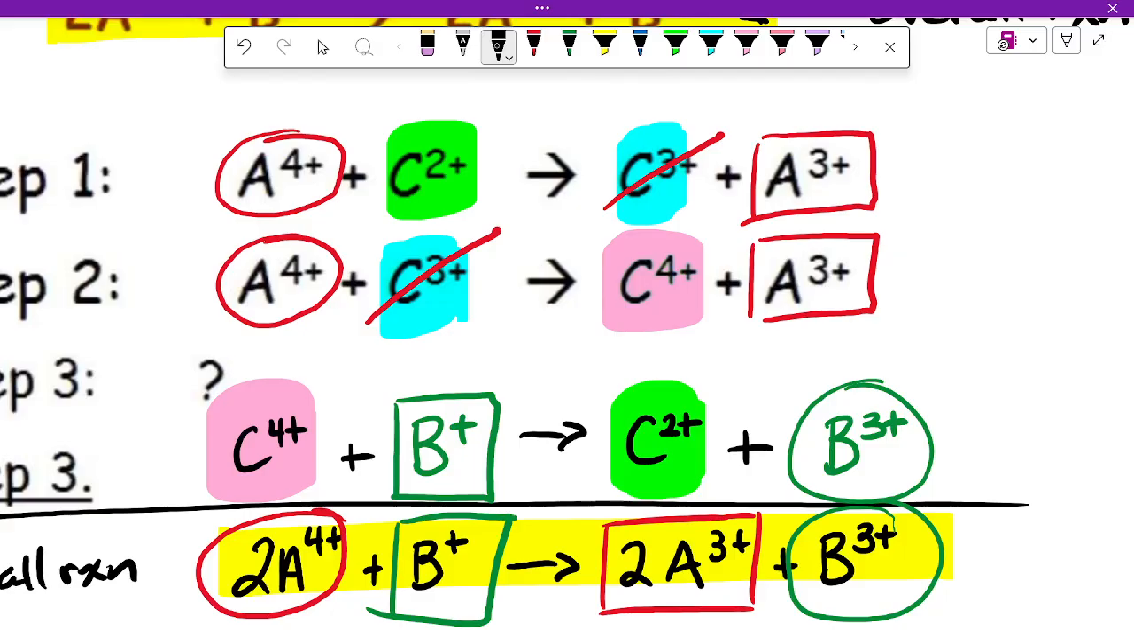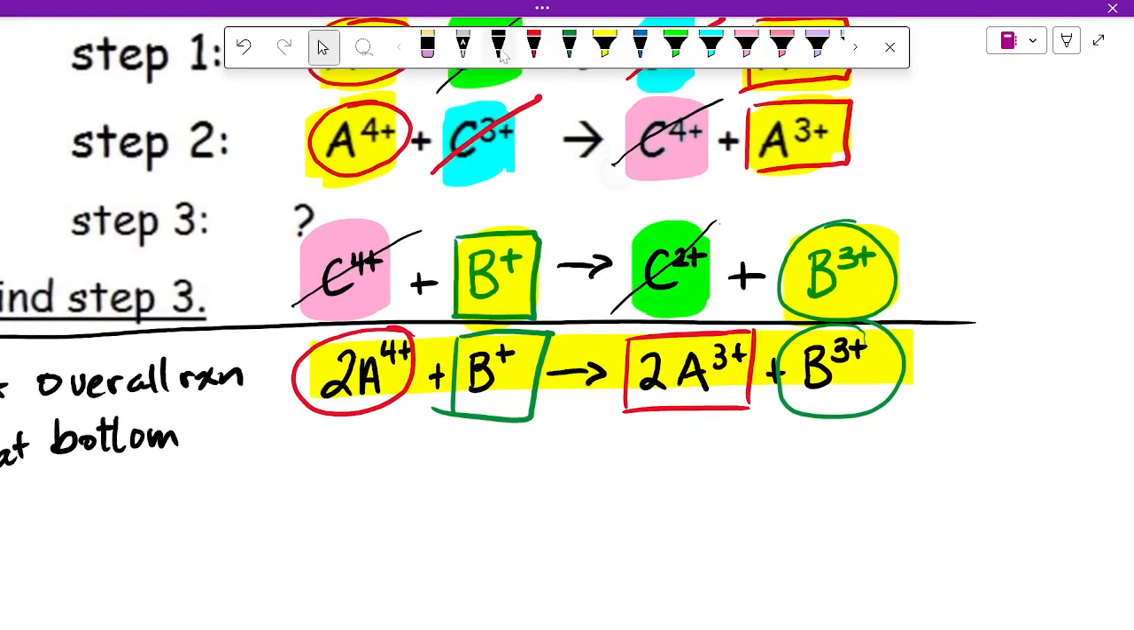And we're complete because this will cancel with this. This will cancel with this. And all we're left with is 2A4+, 2A3+, a B+, and a B3+, which is exactly what we wanted in our products. So the basic steps are to look for everything that is in the overall reaction and circle them. Circle everything in the steps that is in the overall reaction.